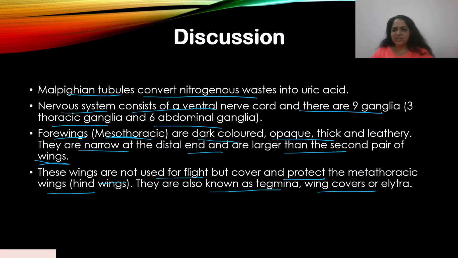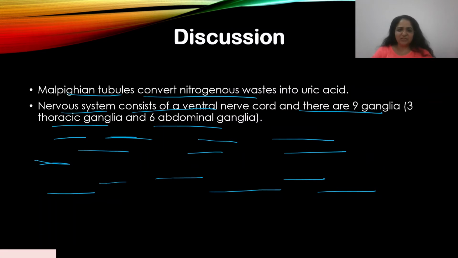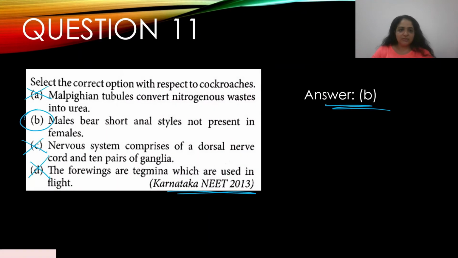So if they ever use any of these words, you know they're talking about the forewings, the mesothoracic wings, and not the metathoracic wings. The mesothoracic wings cover the metathoracic wings. The metathoracic wings are used for flight. Okay, clear? Let's move on then. I think we've answered this question. The others, A, C and D, were obviously incorrect. So we will move on.